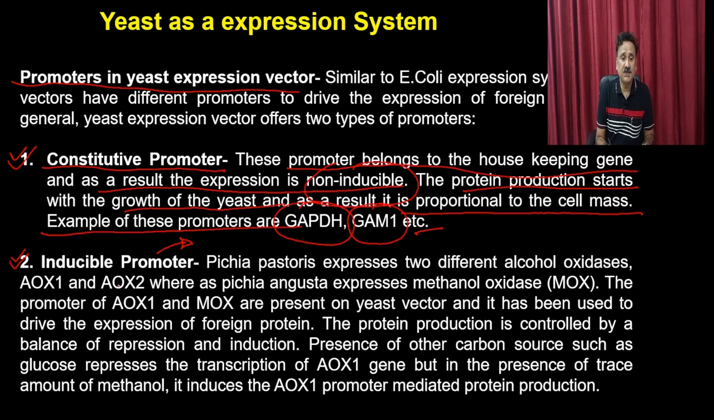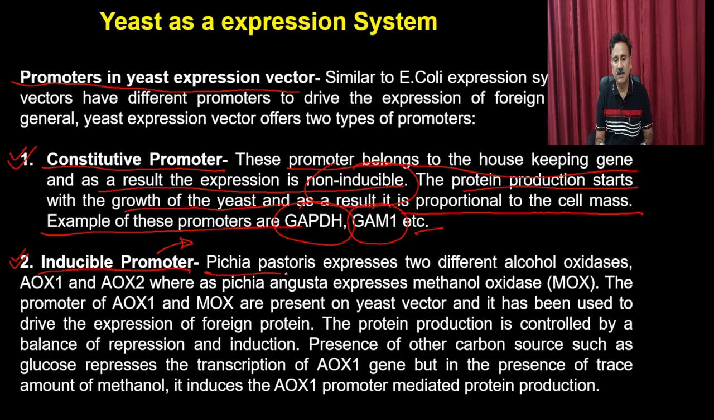So, the inducible promoter system is good for producing a protein which is harmful for the organism, but it does not matter, because by the time it generates the toxicity, it is going to give you a sufficient quantity.